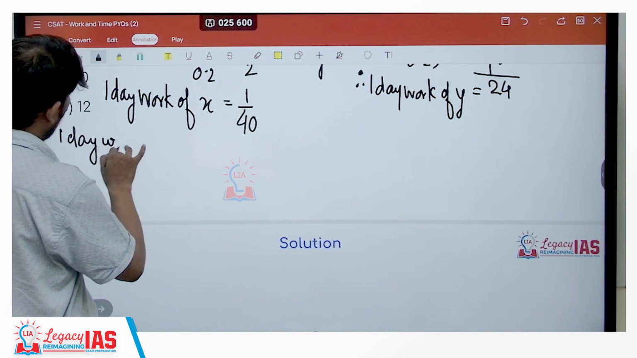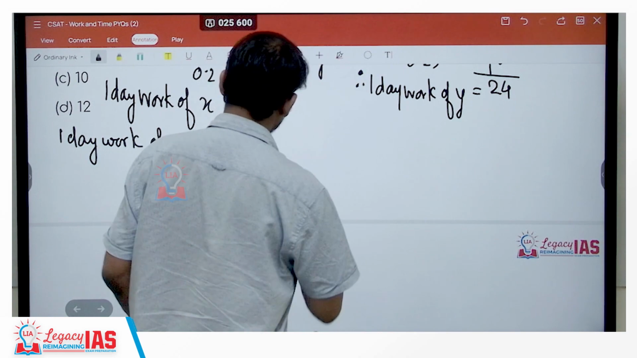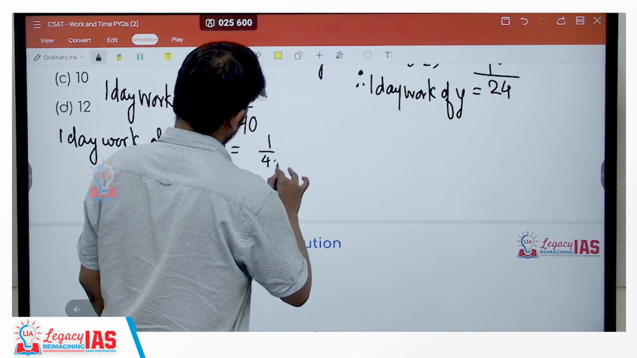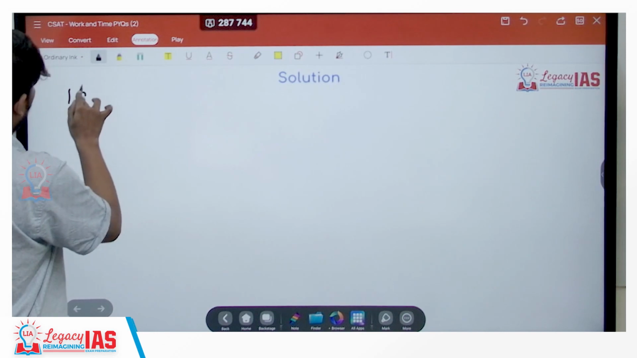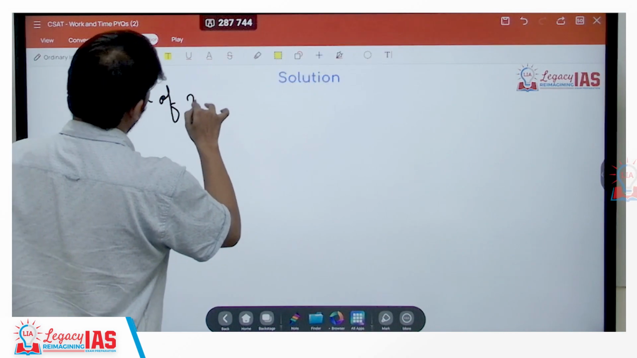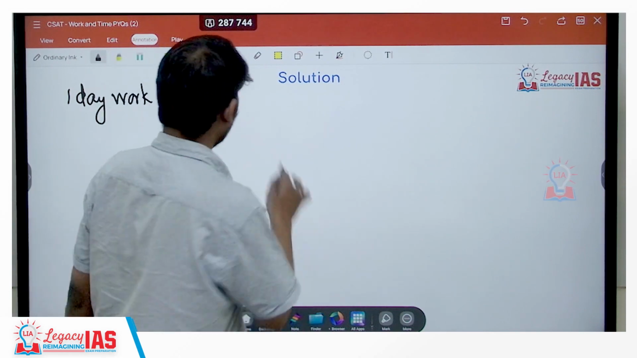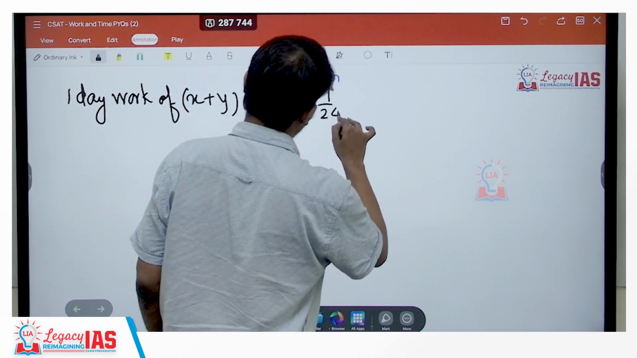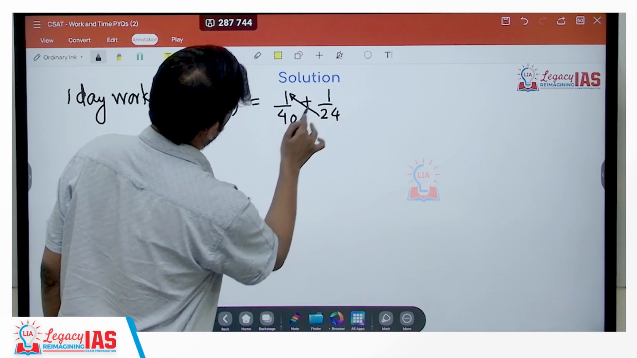1 day work of X plus Y equals 1 day work of X plus 1 day work of Y, which equals 1 by 40 plus 1 by 24. Now you can solve this by cross multiplication. So cross multiplication happens in this way.